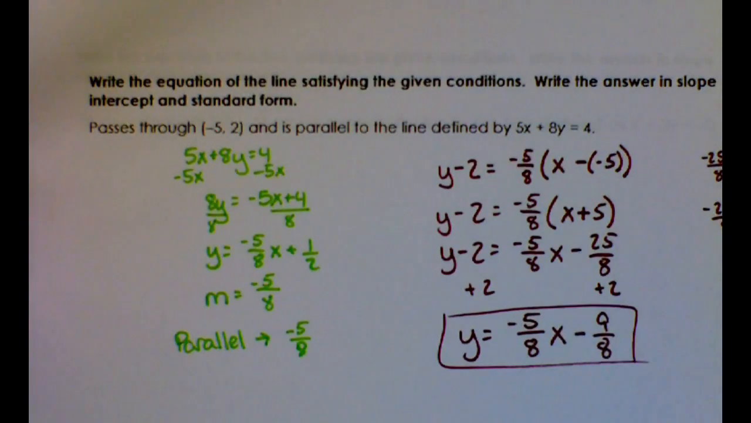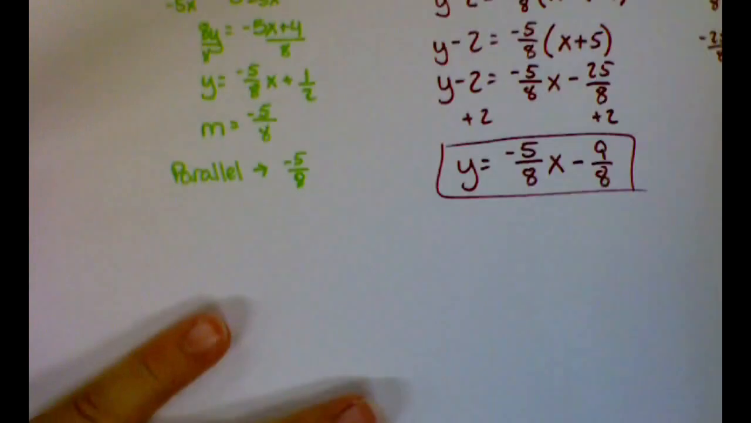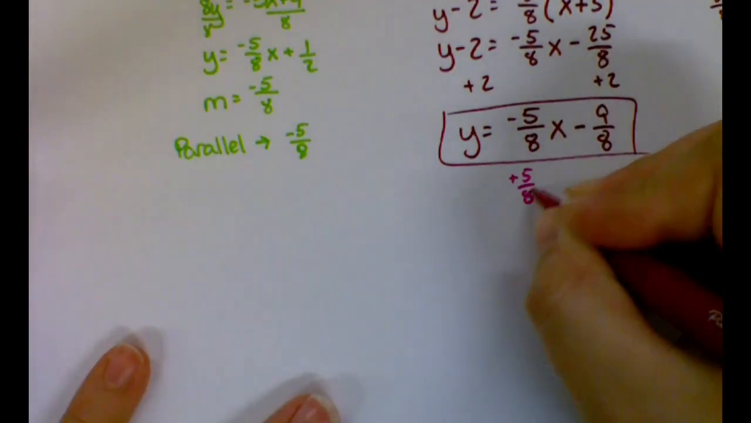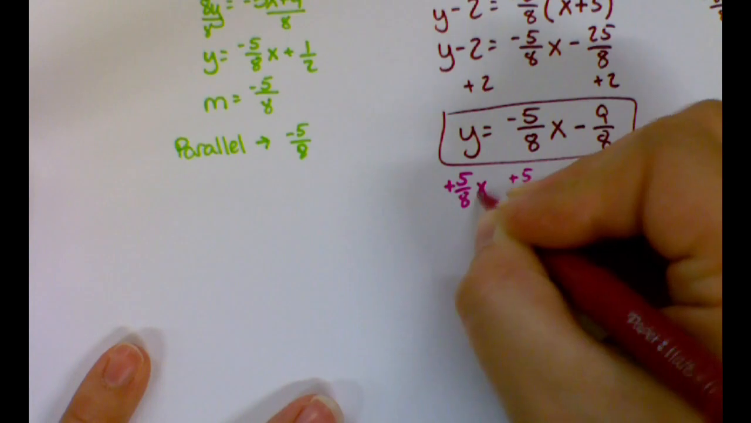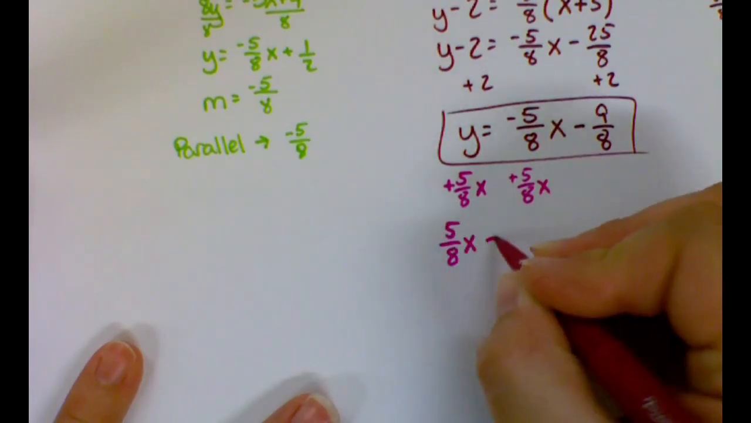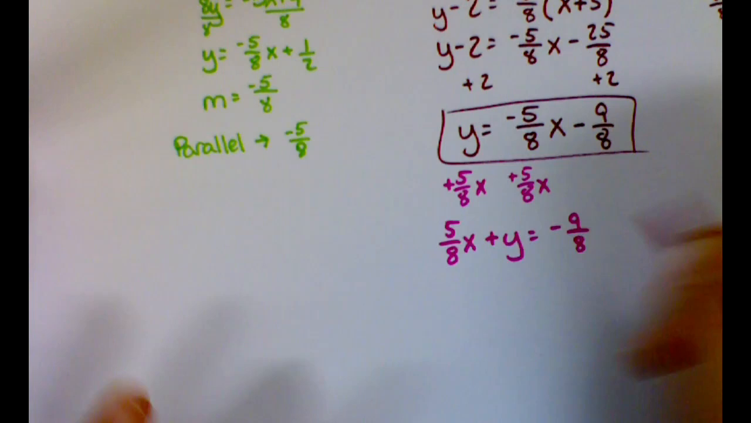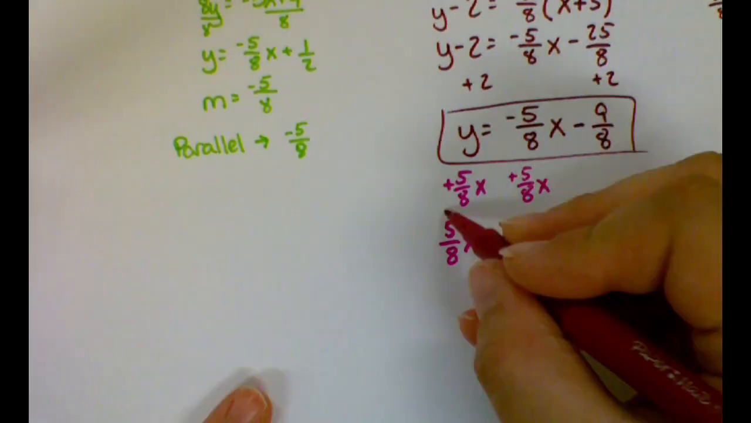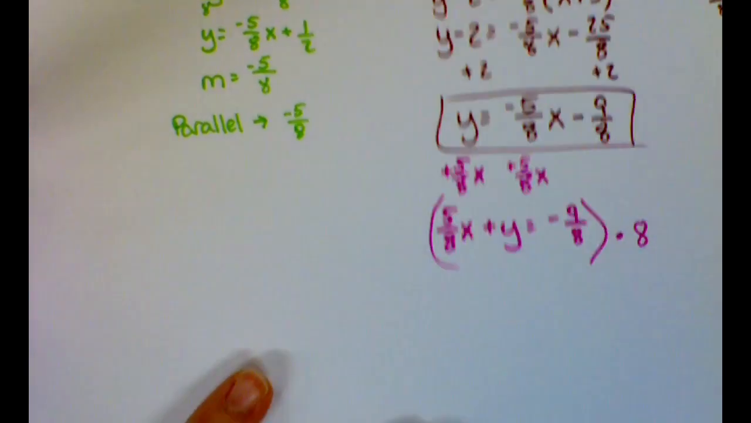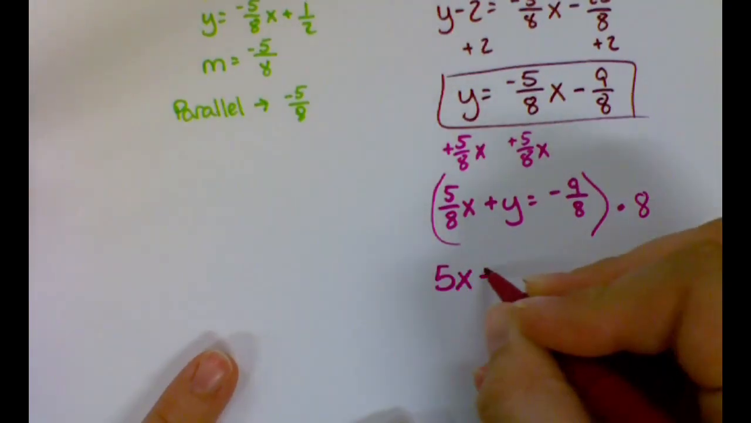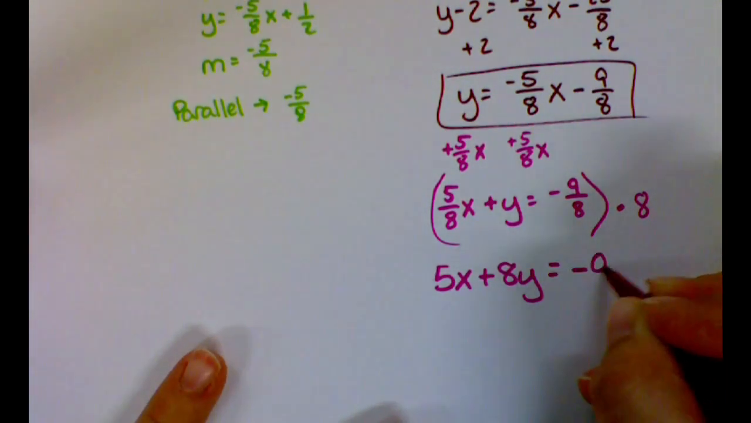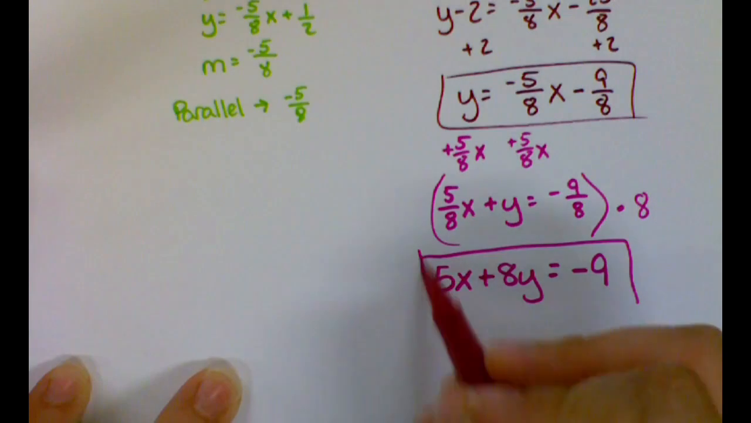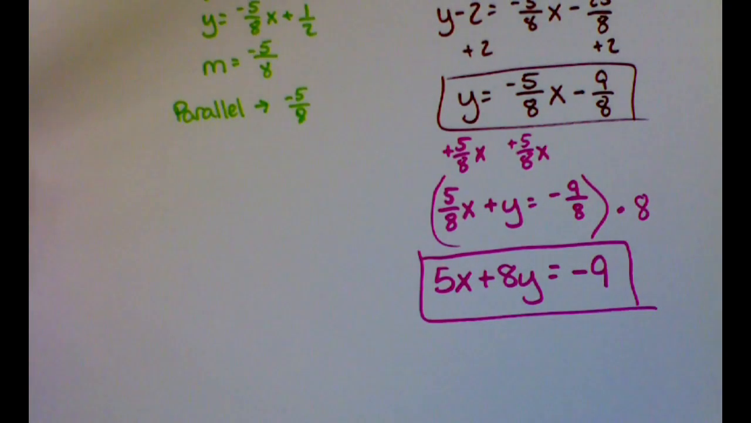That's our slope-intercept form. Now this question also asked me for standard form, so I'm going to get the x's on the other side. Add 5/8 x. 5/8 x plus y equals negative 9/8. Well, my x's are positive, but they're not a whole number, so I need to multiply by 8 to make that happen. So I take everything and I multiply it by 8. I get 5x plus 8y equals negative 9. Now, as long as everything is a whole number now, I'm good. If there was still a fraction left, I would still have to multiply by something else to make it whole numbers.